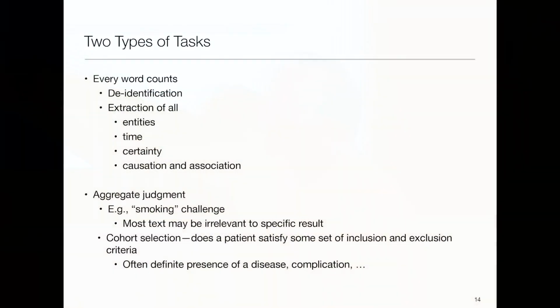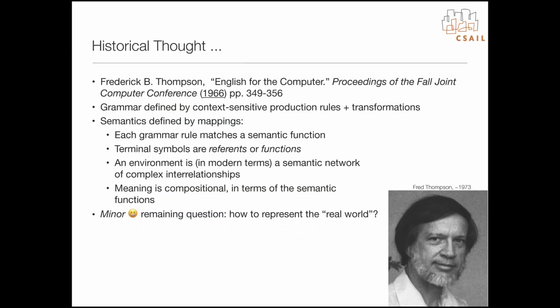And also aggregate judgment is things like cohort selection, where it's not every single thing that you need to know about this patient. You just need to know if they fit a certain pattern. So let me give you a little historical note. So this happened to be work that was done by my PhD thesis advisor, the gentleman whose picture is on the slide there. And he published this paper in 1966 called English for the Computer in the proceedings of the Fall Joint Computer Conference. This was the big computer conference of the 1960s.